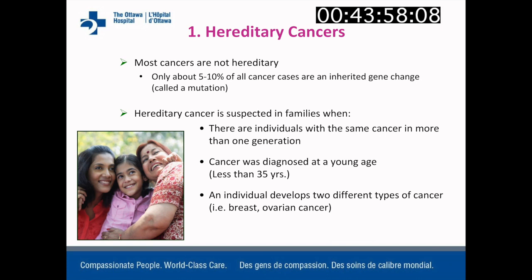We also look for related cancers in that family tree. So, for breast, that would be things like breast, ovarian, and prostate. We also look for cancers at an early age, either in the person diagnosed or their family members. And our concern is also heightened when we have an individual who develops 2 different types of cancer themselves.